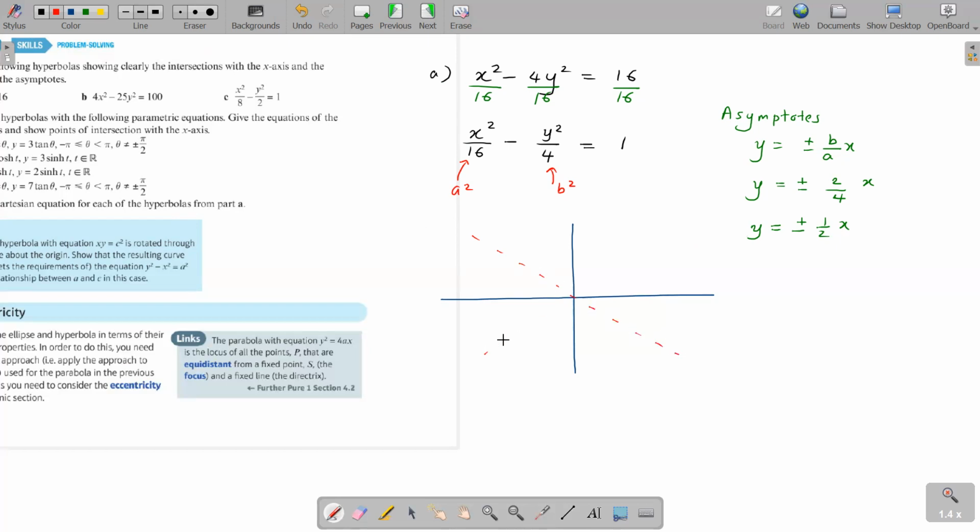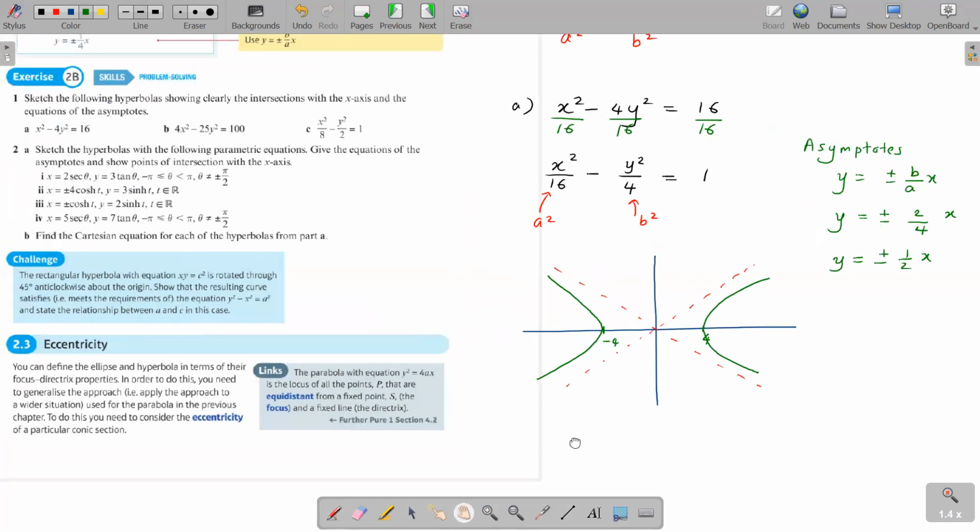Half x is a line that is going through 0, 0. And then you can mark the cutting points. The two cutting points are a and minus a, isn't it? You remember, I showed you that the y-axis doesn't cut. So the a values are 4 and minus 4. Is that correct? Yeah. And so you draw your graph in some manner like this. So this is the hyperbola graph.